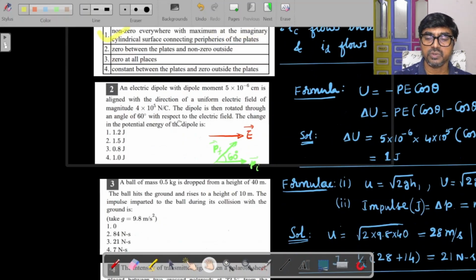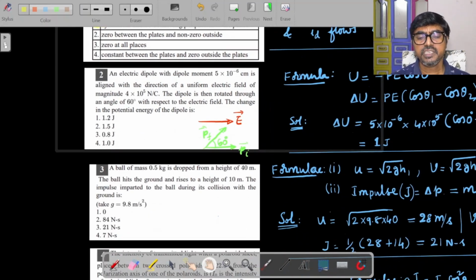Let's go to the second question now. An electric dipole with dipole moment 5 into 10 power minus 6 coulomb meter. It's coulomb meter, not centimeter. See, electric dipole is a very interesting topic even for biology students. A lot of applications are there.